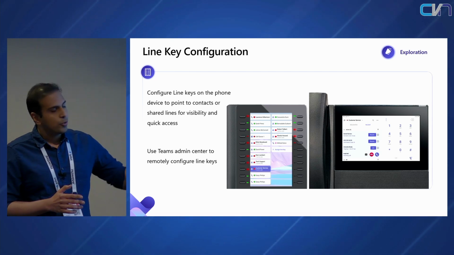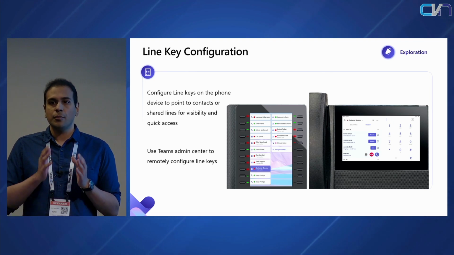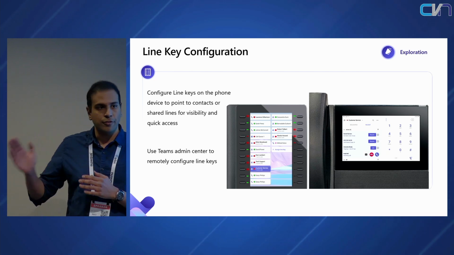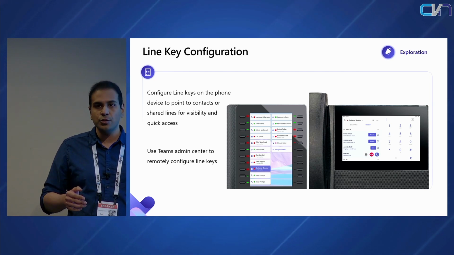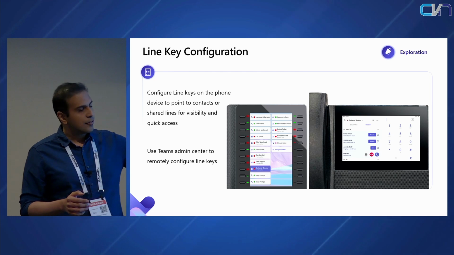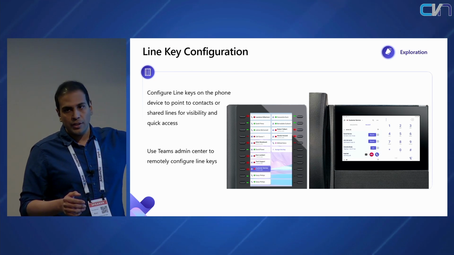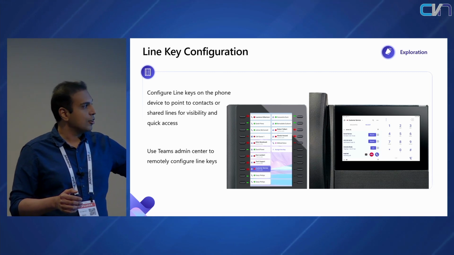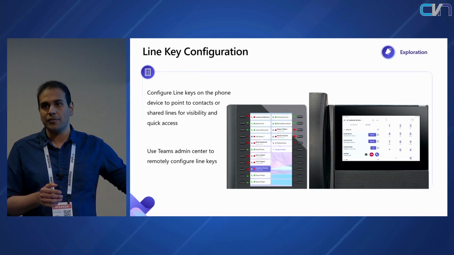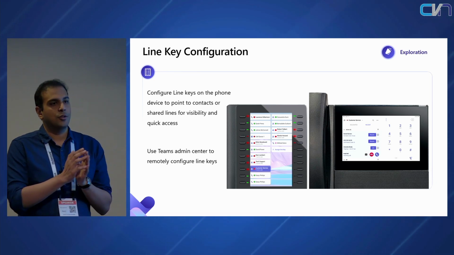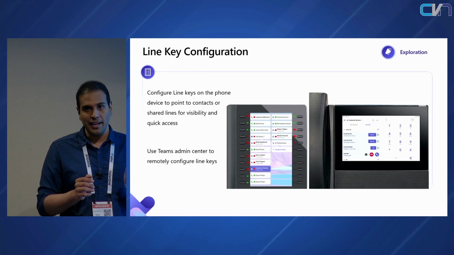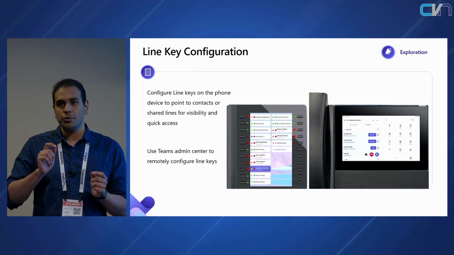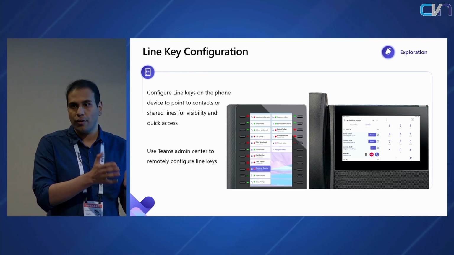So we will be supporting line key configuration both from an admin point of view via Teams Admin Center, and also from the phone device itself, where a user can configure a specific position within the line key to point to a contact, and they can also configure it to point to a specific shared line. Once it's configured to a specific contact, you will be able to place one-click calls. You will also be able to do one-click transfers when you're part of an existing call.